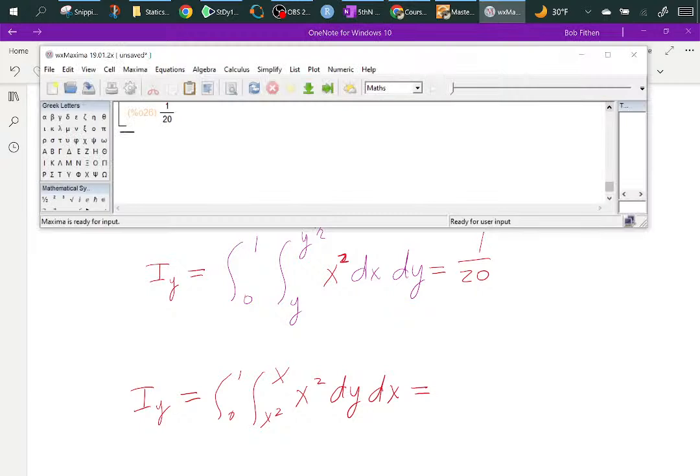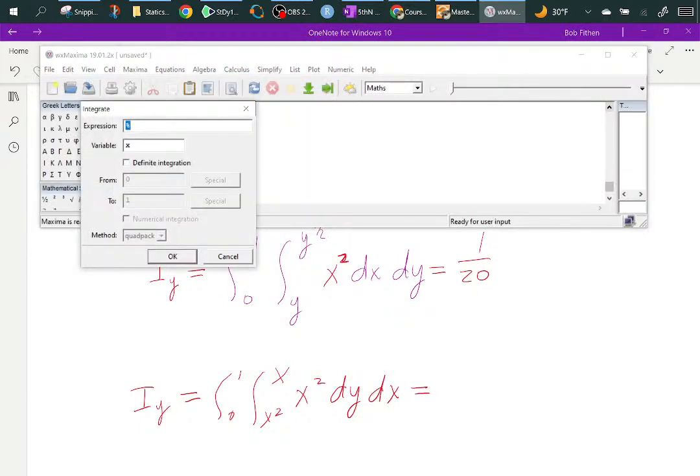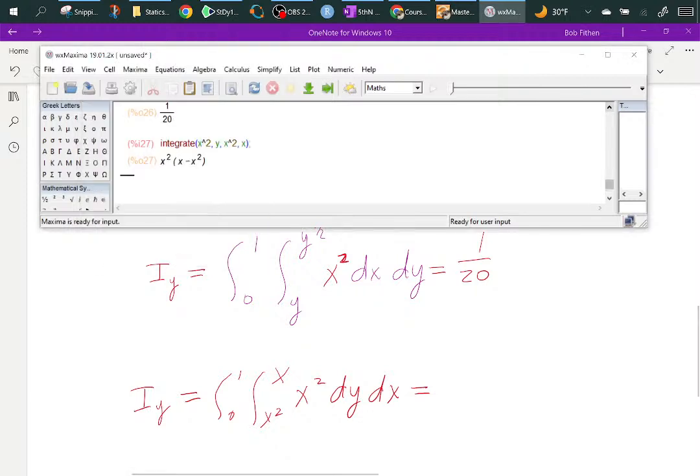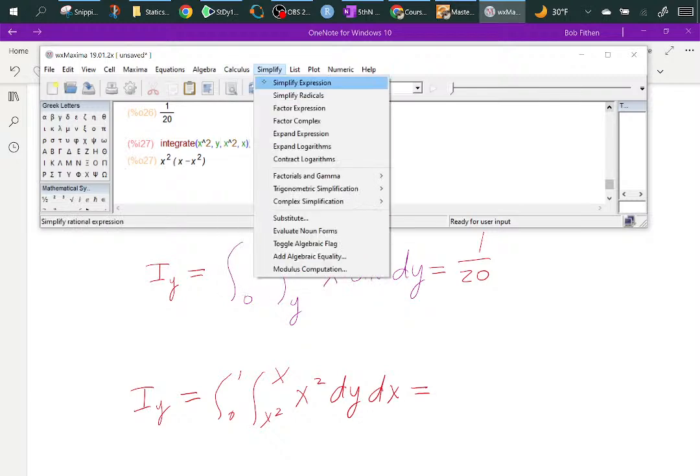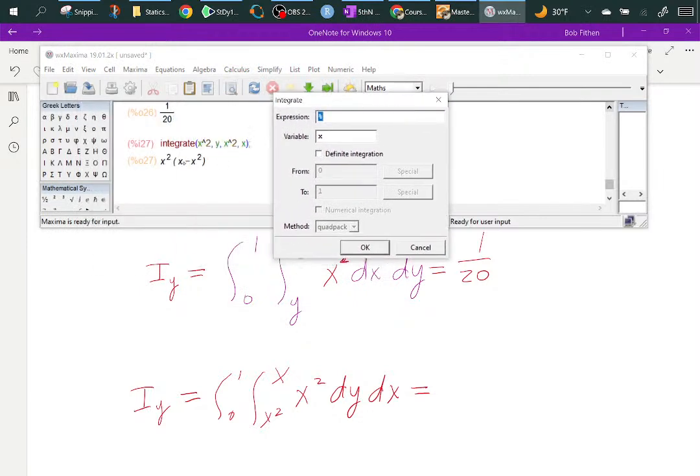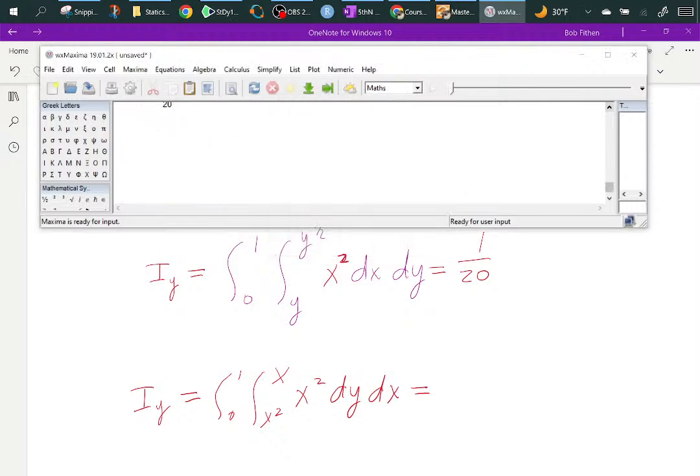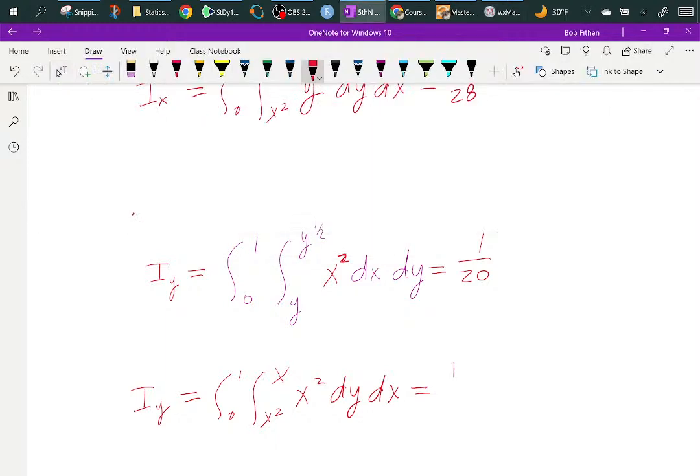Okay, is that what I get? I have my check. Is that what I get on the previous? Let's do this. This is the last thing I'm doing. Integrating dx, dy. My expression is x squared. I'm integrating here with respect to dy. I have a definite integral, going from x squared to x. Okay, did I do that right? I'm integrating x squared dy from x squared to x. Yes. Now, at calculus, I integrate percent, the previous expression, dx from 0 to 1. And what do I get? 1/20.